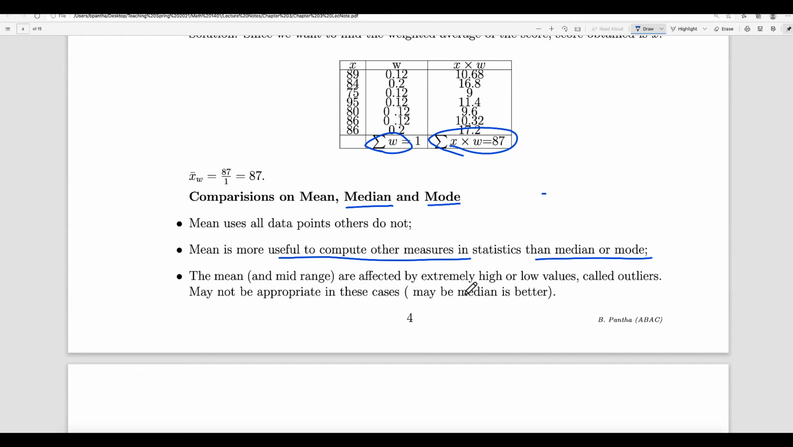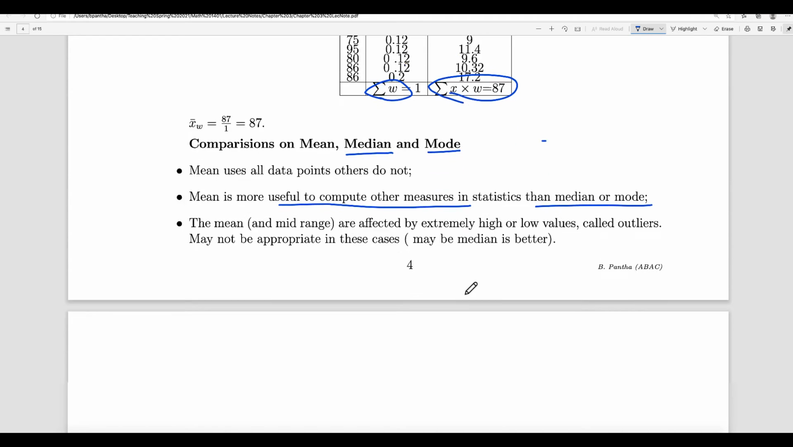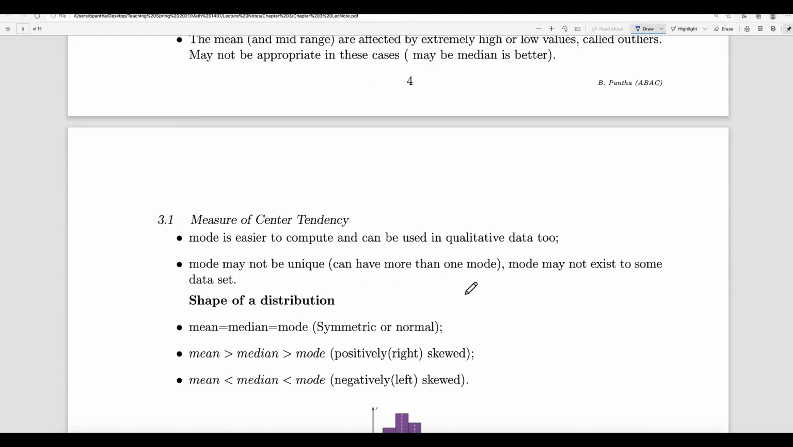Why? Because it cares only about the middle value. All right, so that's the third point. The fourth is that mode is easier to compute, because you can just look at the data and see which one is most repeated. That is the mode, and it can be used in qualitative data too.